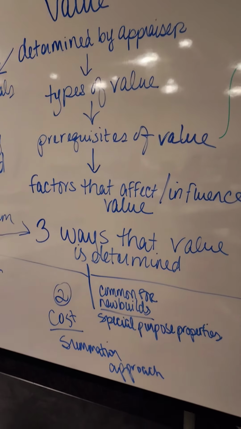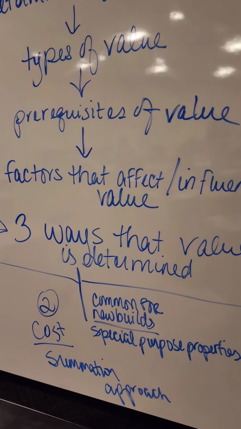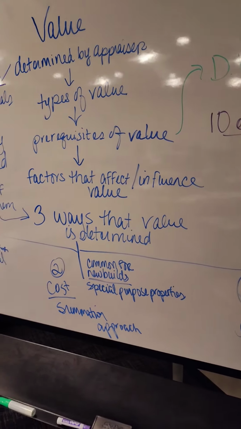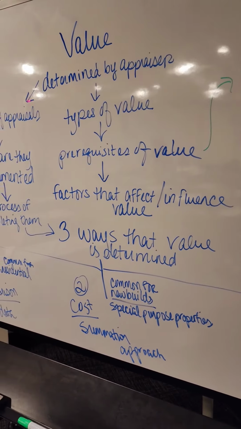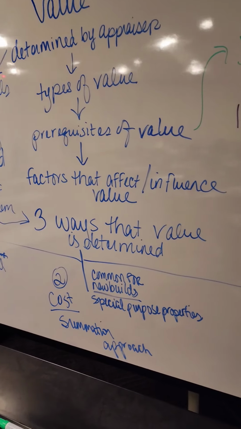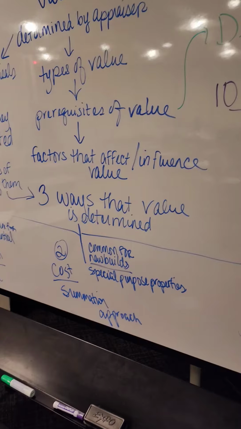There are also additional factors that affect or influence value, things like location or situs, also the size of the lot, the makeup of the soil, how compact that could be. All these things affect the value of a property.